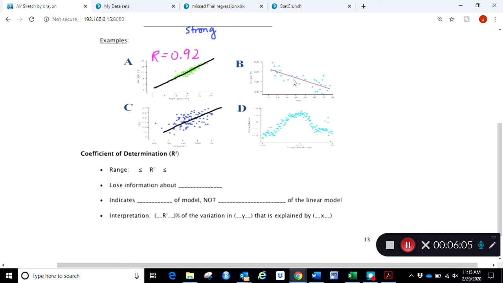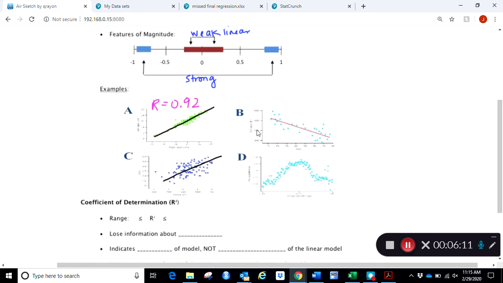Now graph B has a negative slope, so I'm going to expect a negative correlation. It is not as strong as graph A. So although I'm expecting it to be over here, it's not going to be as close to -1 as this was to +1, because it's a weaker relationship than graph A. So graph B's correlation turned out to be -0.79. Negative again, just because my slope is negative.